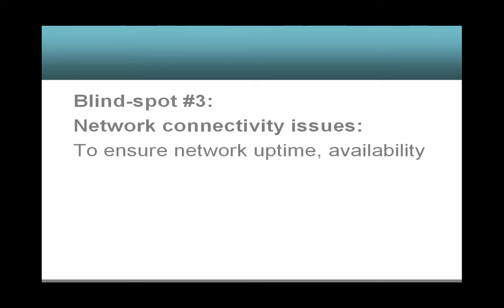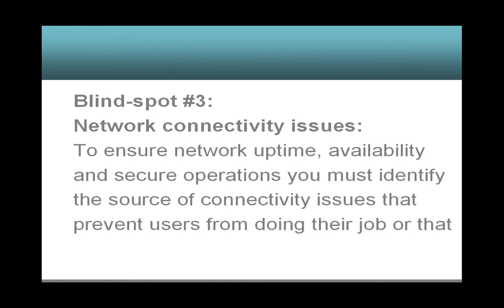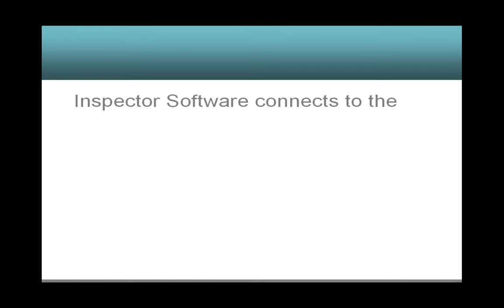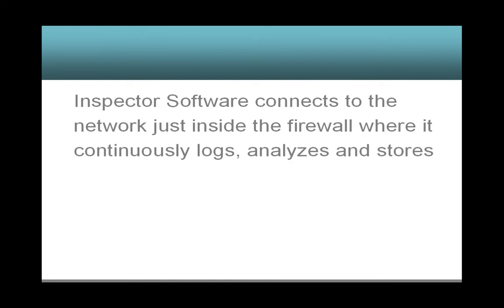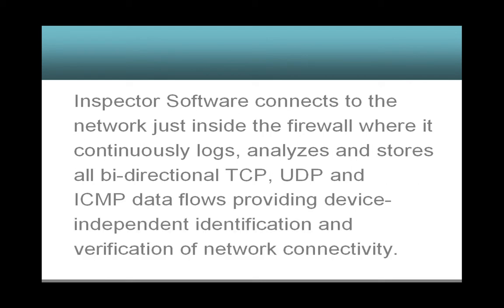To ensure network uptime, availability, and secure operations, you must identify the source of connectivity issues that prevent users from doing their job or that may indicate a compromised system. Inspector software connects to the network just inside the firewall, where it continuously logs, analyzes, and stores all bidirectional TCP, UDP, and ICMP data flows, providing device-independent identification and verification of network connectivity.